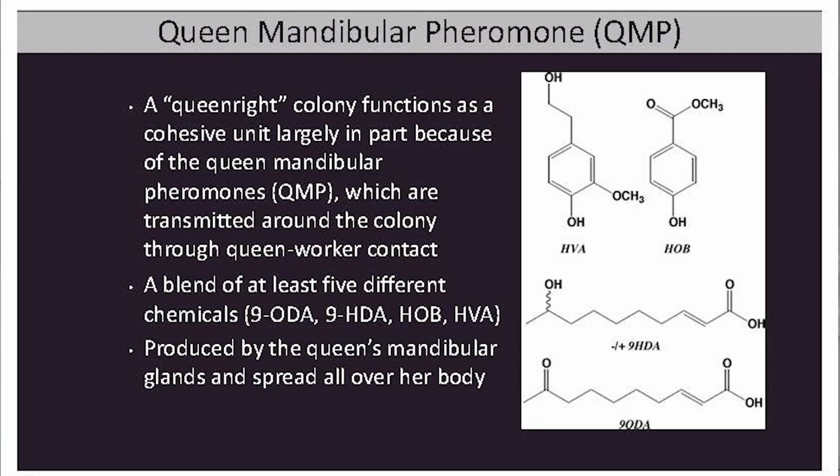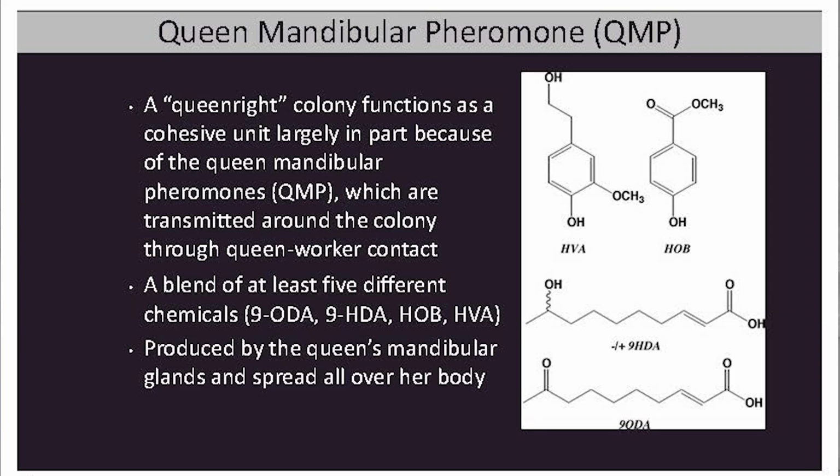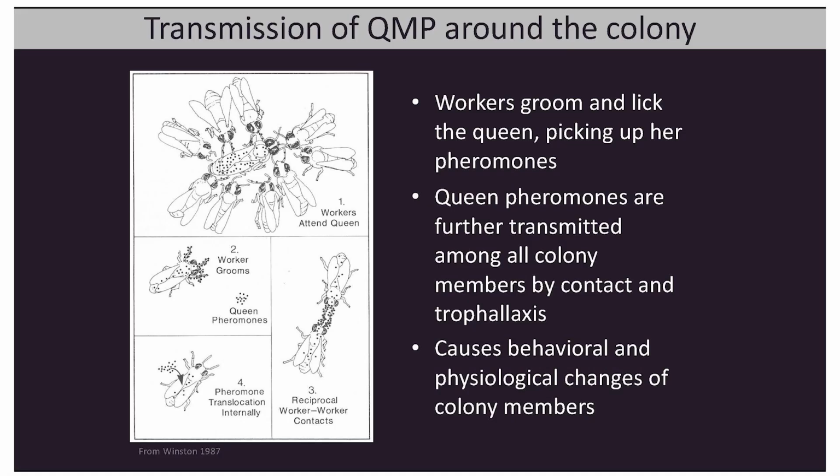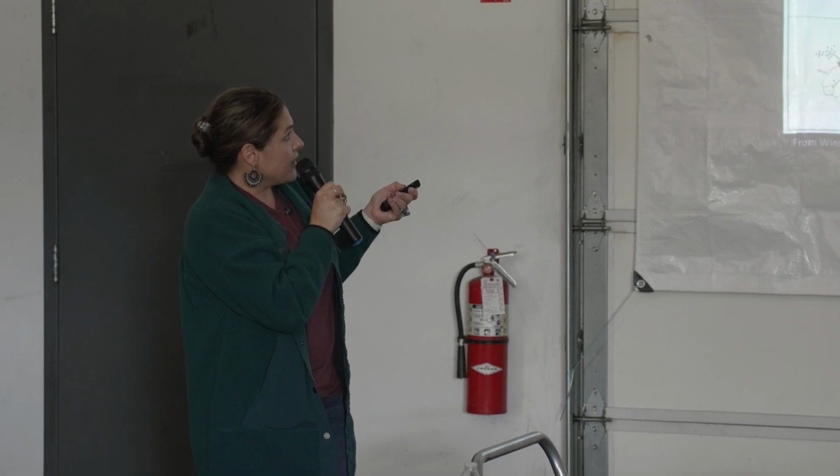This 9-HDA has a mirror image of itself, so that counts as 2, and so there's a total of 5 chemicals that they, in the past decades ago, discovered were the main chemicals that comprised QMP, or queen mandibular pheromone, which, as I said, is produced by the queen's mandibular gland, and it's spread all over her body. But that's not the whole story, and I think I'm going to mention something after this regarding QMP.